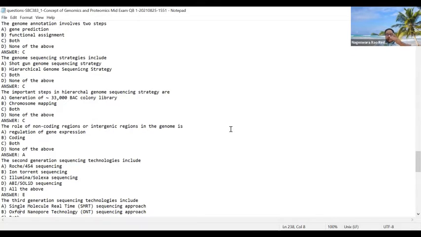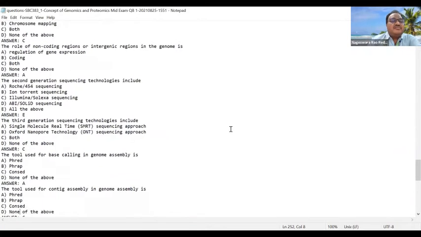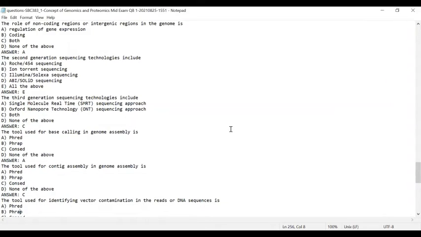Next one is Balaji. What is the role of non-coding regions or intergenic regions in the genome? Sir, it regulates gene expression. Yes, the most important aspect here is regulation of gene expression. That is the answer: the role of non-coding regions in the genome is regulation of gene expression.